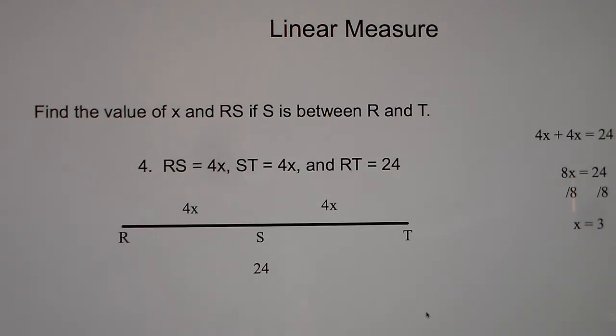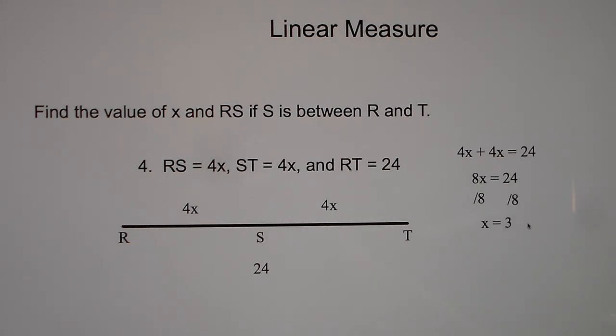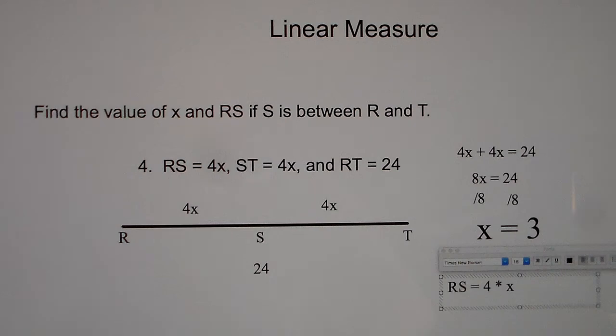So we have RS is equal to 4x, ST is equal to 4x, and RT is equal to 24. So we know 4x plus 4x equals 24. 4x plus 4x equals 8x. Then we divide by 8 and find out that x equals 3. Now we want to find the value of RS also. So RS we know is equal to 4 times x, and our x value is 3. So 4 times 3 is 12. So the value of RS is 12.